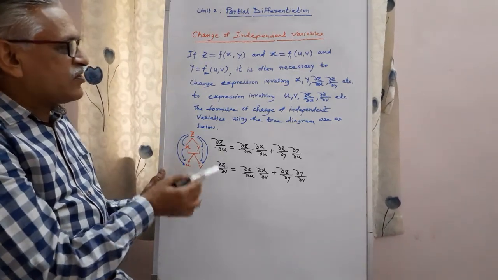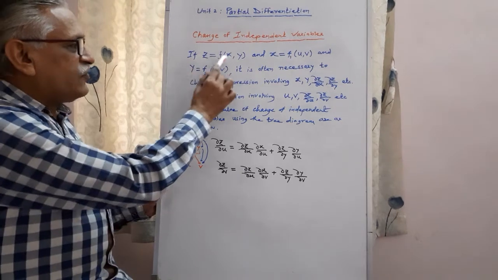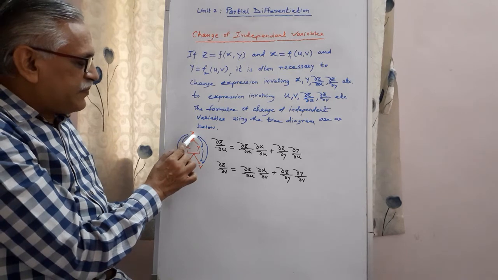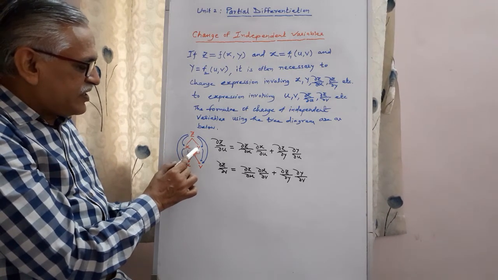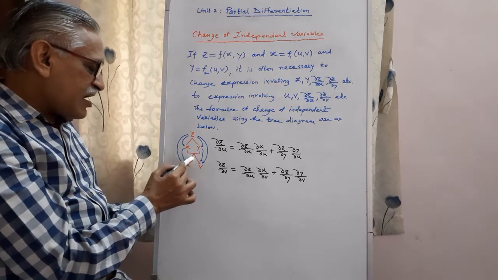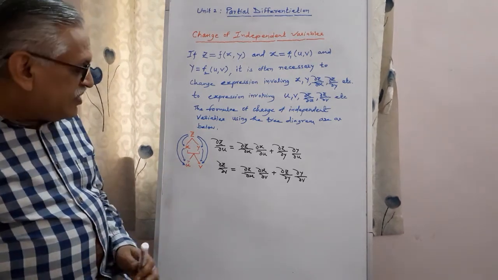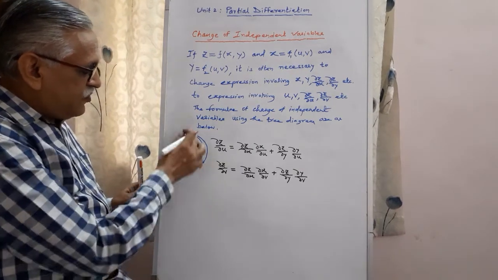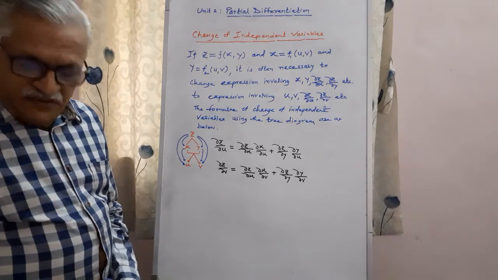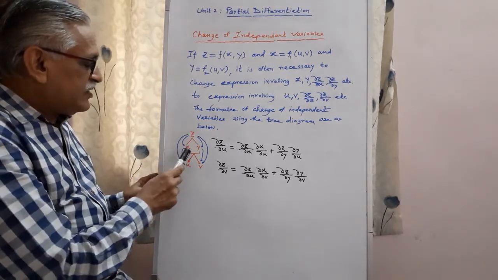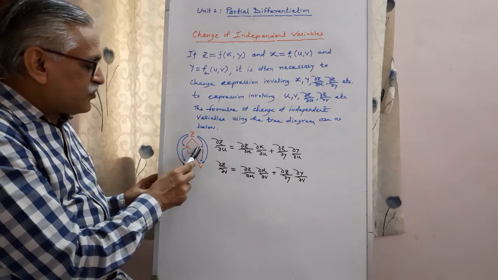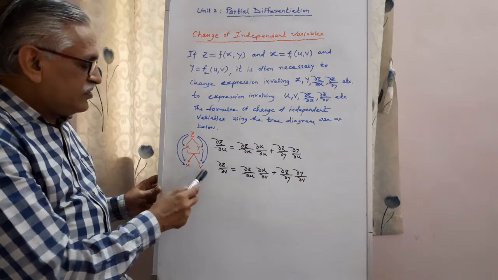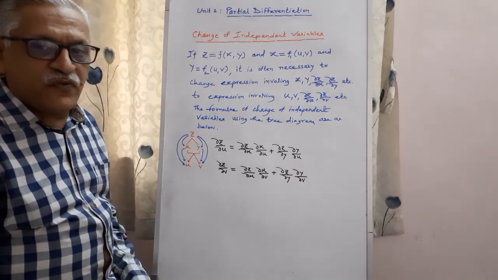Therefore, how can we draw the tree diagram? Z is a function of two independent variables x and y. Then z becomes the dependent variable, x and y become the two independent variables, and these x and y are again functions of u and v. Therefore, it is a function of function. Z is a dependent variable. This dependent variable is a function of two independent variables x and y, and this x and y are again functions of two variables u and v.